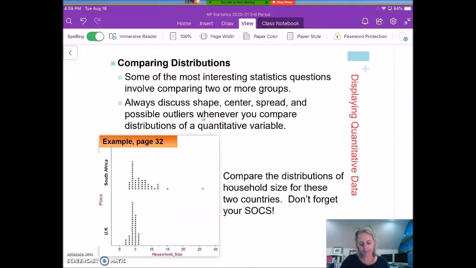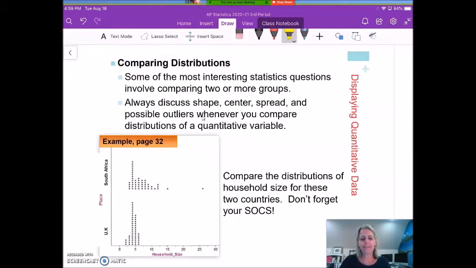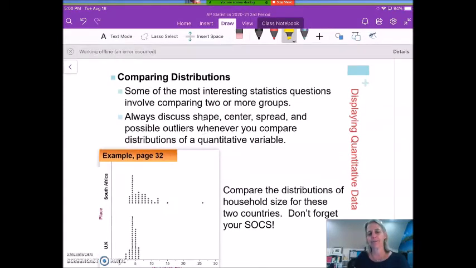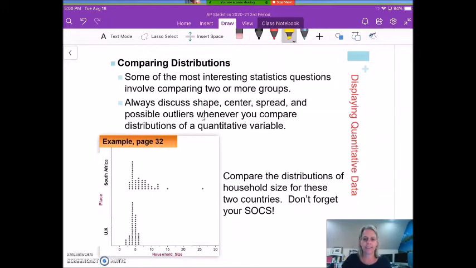Okay, comparing distributions. So in your notes, I have posted comparing words. When you're asked to compare a distribution, you can't just list all the statistics for both data sets and assume that somebody can make a conclusion from that. You need to use comparing words such as more than, less than, the range is wider than, or more symmetric versus left skewed. You always want to discuss the shape, center, spread, and possible outliers, but use comparing words.